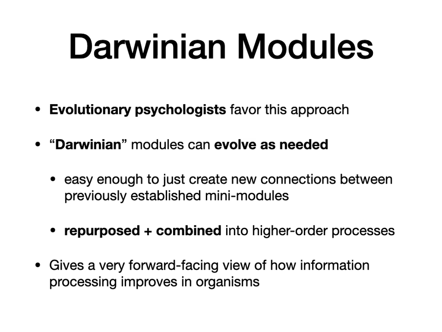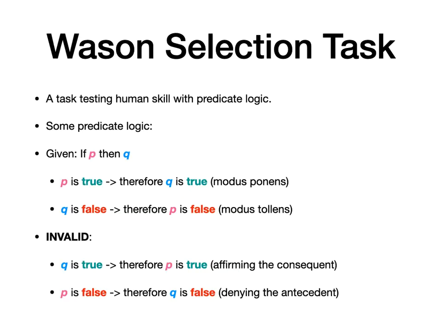So let's talk about a wild example that helps to illustrate how this might work in humans, or rather highlights the possibility for one of these evolved modules, evolved pathways in humans. This is the Wason selection task. It's a task testing human skill with predicate logic. Some basics of predicate logic, here we go. You may have heard of some of these before. It's kind of like proofs, right? If P, then Q. That's the basis, right? The premise.